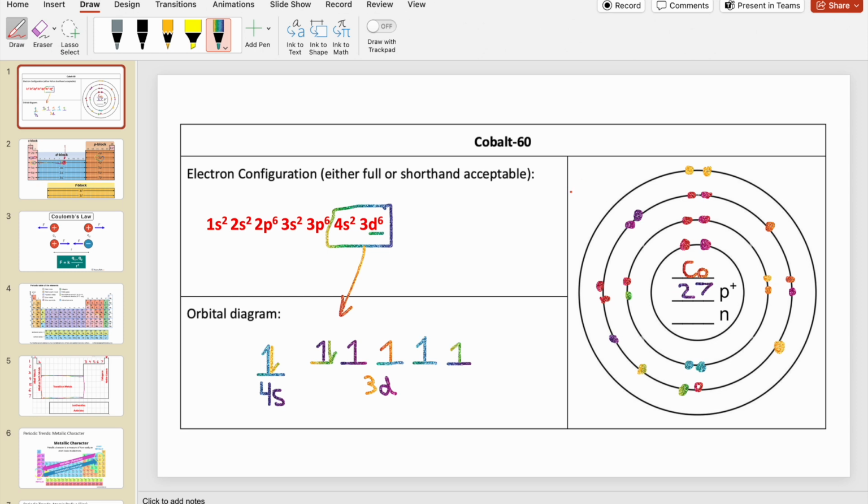Now for neutrons, 27 plus what gives you your mass number of 60 up here? So 30 plus 30 is 60, which means 27 plus 33 neutrons gives you cobalt 60. So that's your recap of configuration.